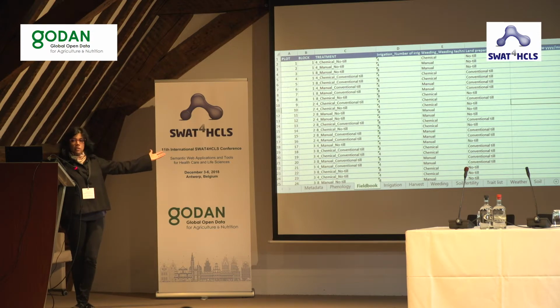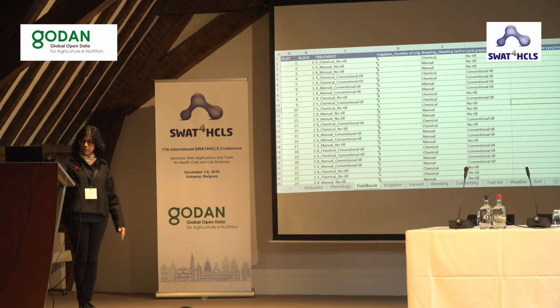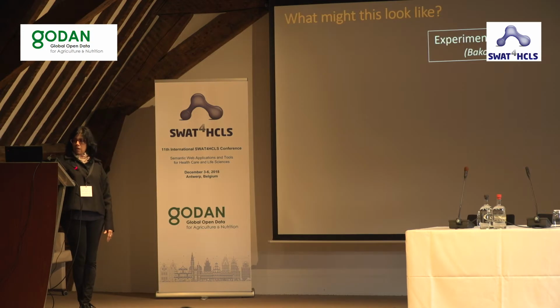What it spits out is something that looks like this. I know you can't see it in the back, but it's basically a data collection sheet, a data collection protocol with the column headings already standardized, and things that are understandable to the researchers and the data collectors, which is very important. So what does this look like?